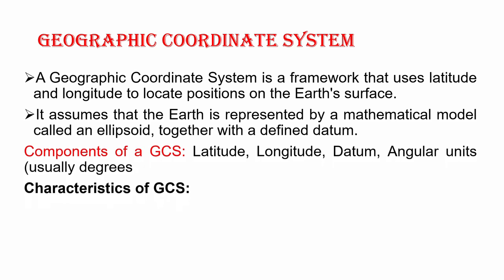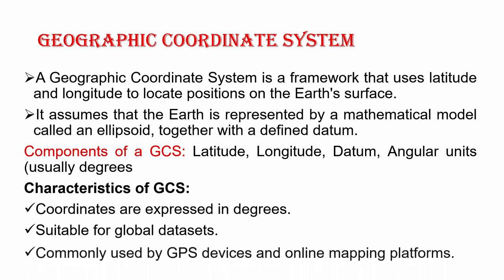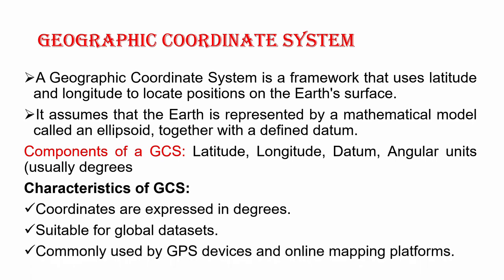The characteristics of geographic coordinate systems are: coordinates are expressed in degrees. Geographic coordinate system is suitable for global data sets, and it is commonly used by GPS devices and online mapping platforms.